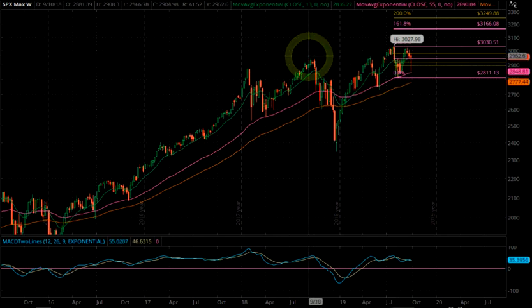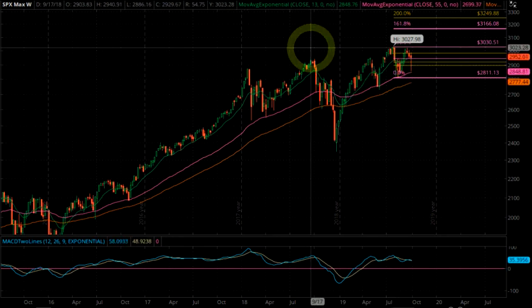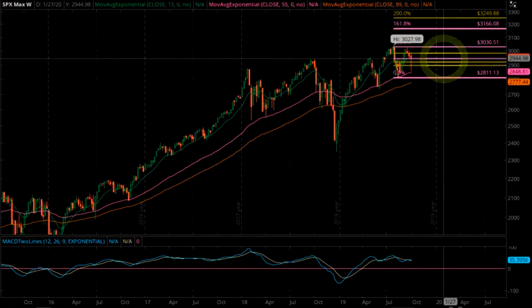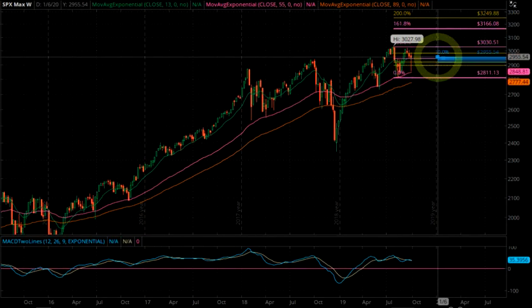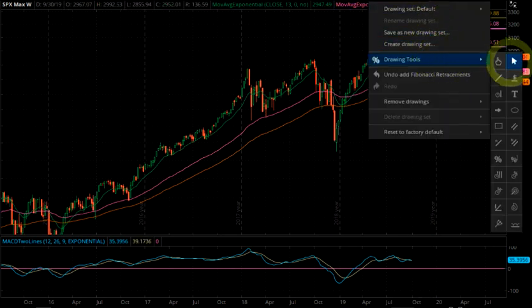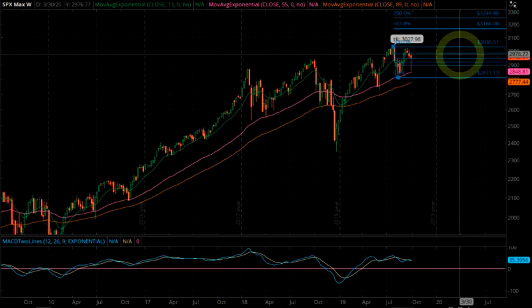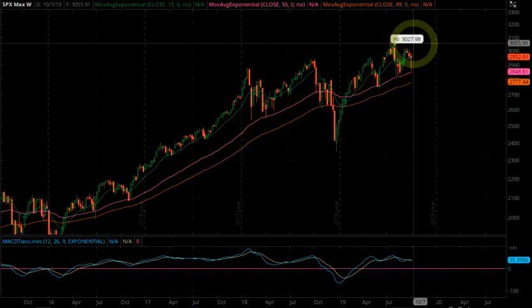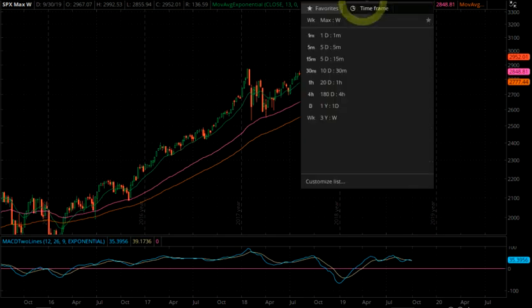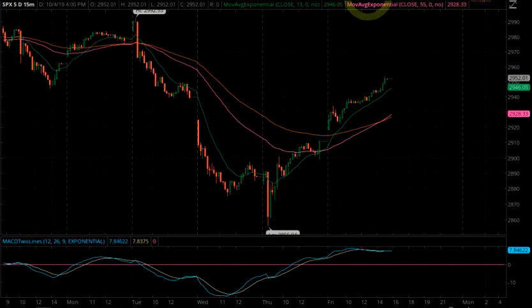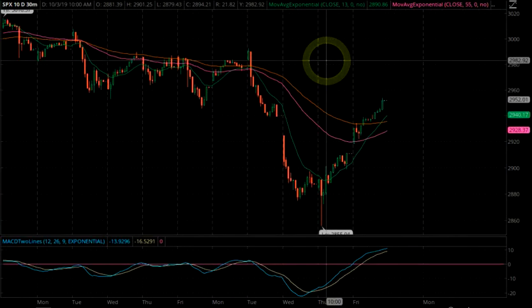So that's significant. I will tell you though that the internals are not so great right now in the market, which really lends itself more to this being just a top with a very deep retrace. Now, if I zoom in on this, I'm going to go to a 15-minute chart. Let me not do a 15. Let's see if I can do a 30.